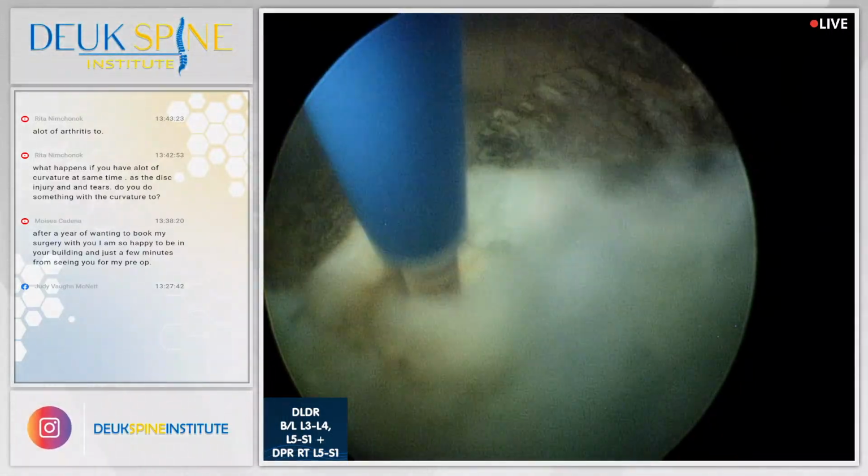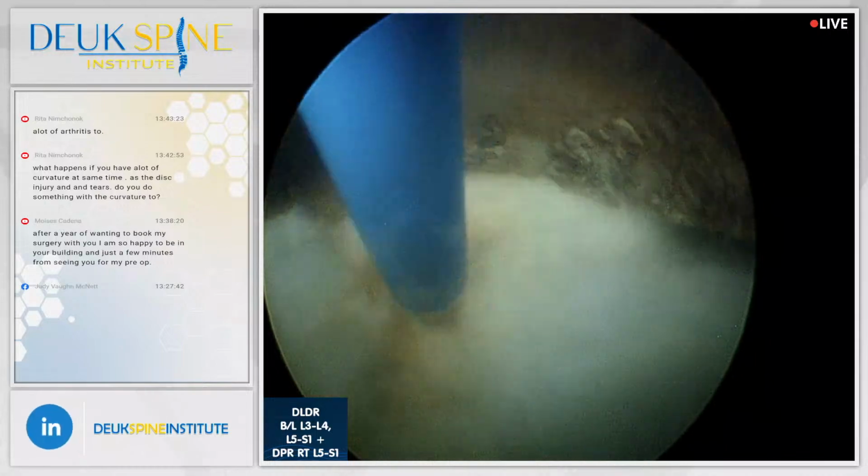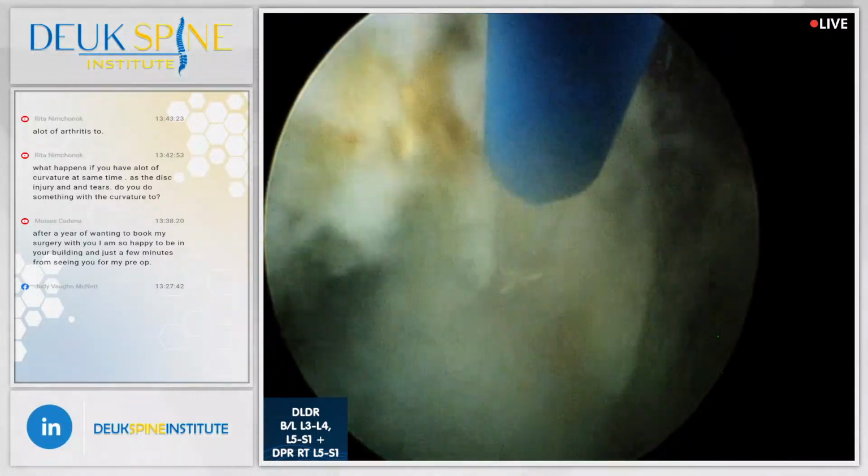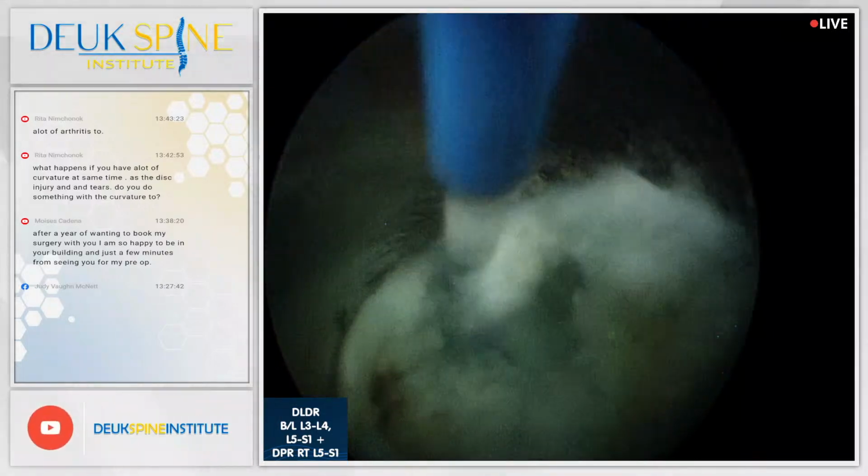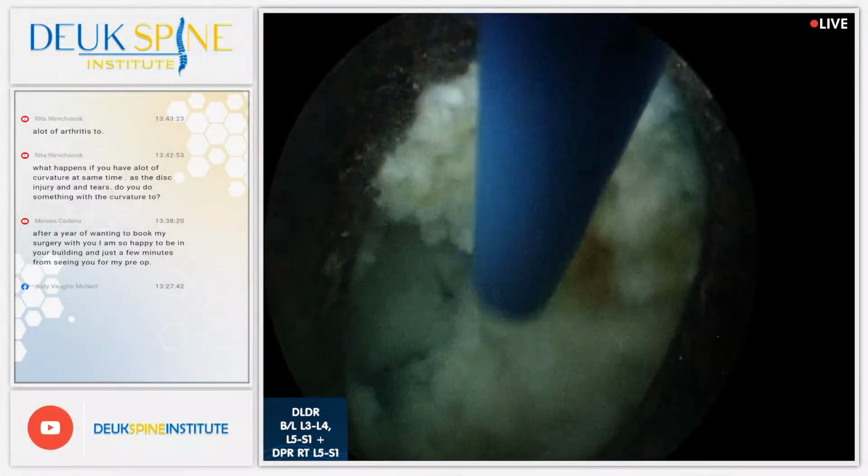Lasers are very safe when they're used by a surgeon who knows how to use a laser properly, like our surgeons at Deuk Spine Institute. You can't trust any surgeon to use a laser. You have to go where they're used all the time, like Deuk Spine Institute.